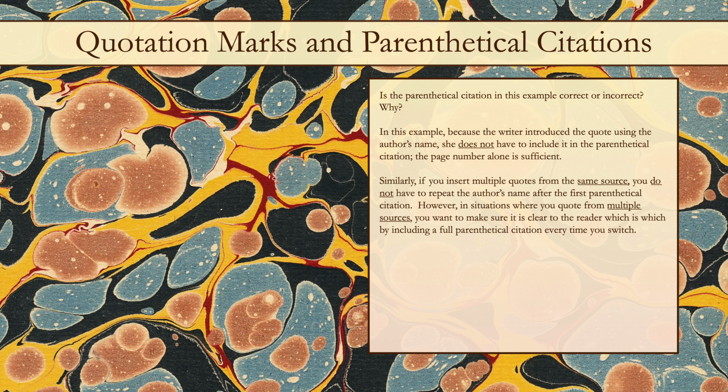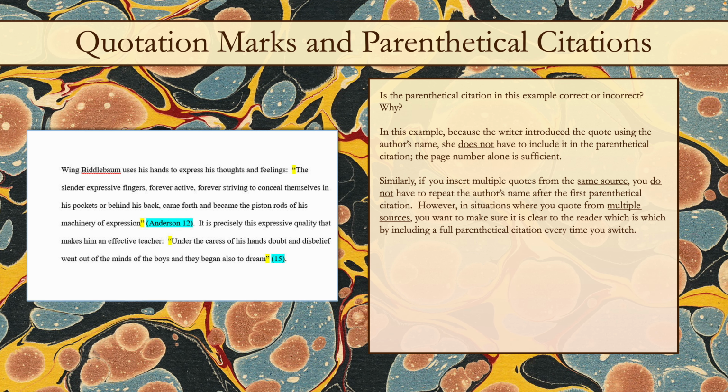Similarly, if you insert multiple quotes from the same source, you do not have to repeat the author's name after the first parenthetical citation. Here's an example of that. Got two quotes in the same paragraph. I've highlighted the quotes in yellow. My parenthetical citations are highlighted in blue. And I do not need to put Anderson's name in the second parenthetical citation.